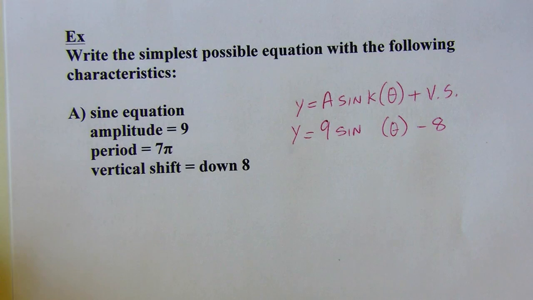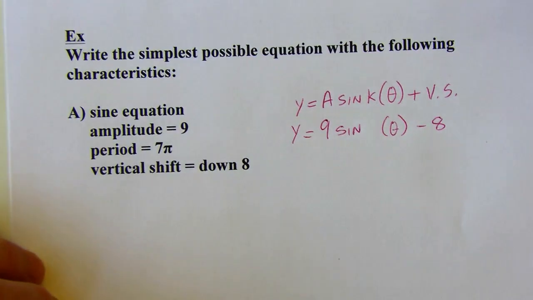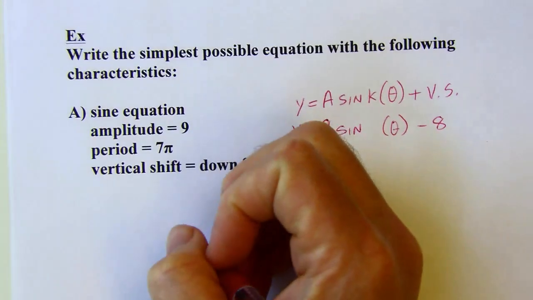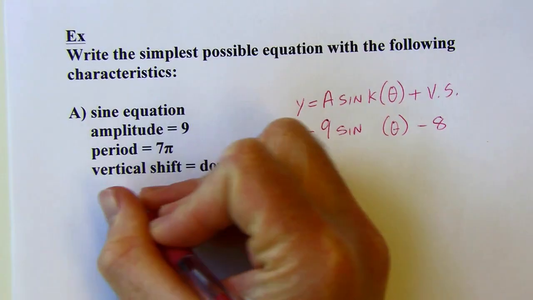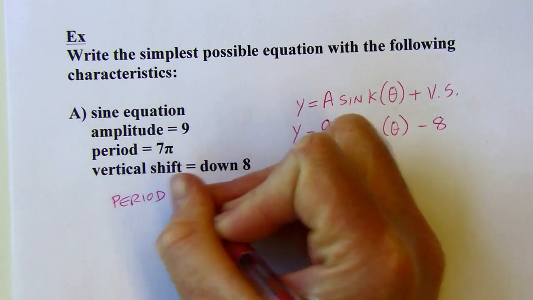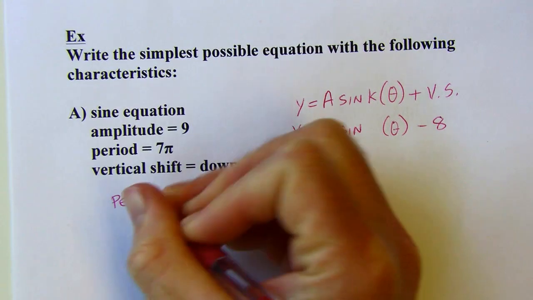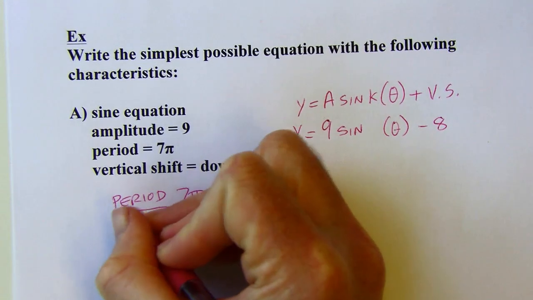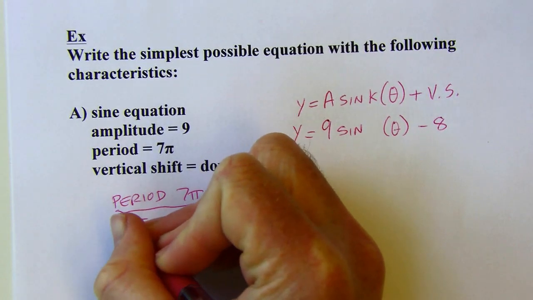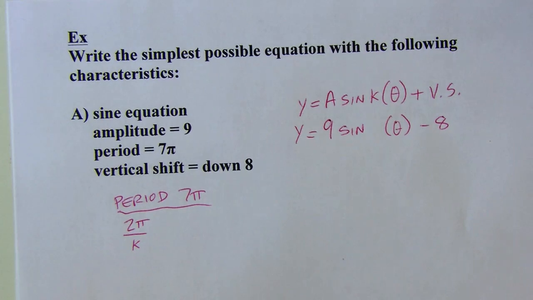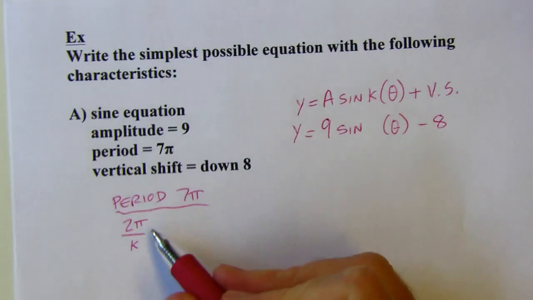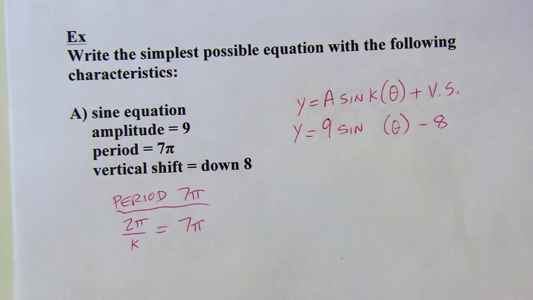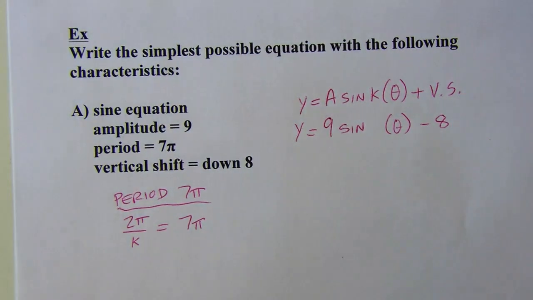Okay, and the k isn't necessarily difficult. It's just easy to make a mistake on it. It's not just going to be 7 pi. Okay, so what we want to do here, we think, okay, if my period is 7 pi, all right, and then I know my period is also 2 pi over k. Okay, so now I can say, well, 2 pi over k must equal 7 pi, all right? And now I want to solve this equation for k.